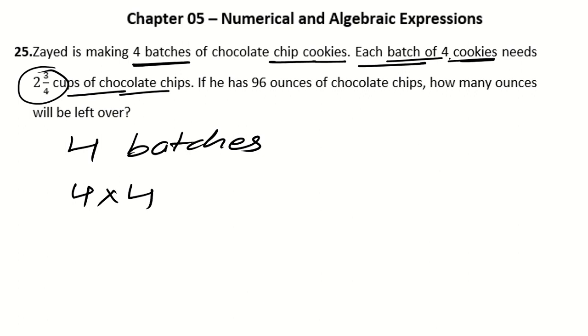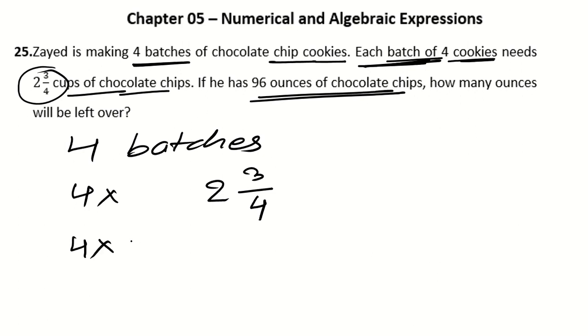And each batch needs 2 whole 3/4. Each batch of 4 cookies needs this many cups. Okay. So this is for one batch. So for 4 batches, it will be multiplied by 4. Now, if he has 96 ounces of chocolate chips, here we simply have to multiply. So convert it into an improper fraction. 2 multiply 4 plus 3 over 4. So this 4, up and down, cancels. 2 multiply 4, 8, 8 plus 3, 11.